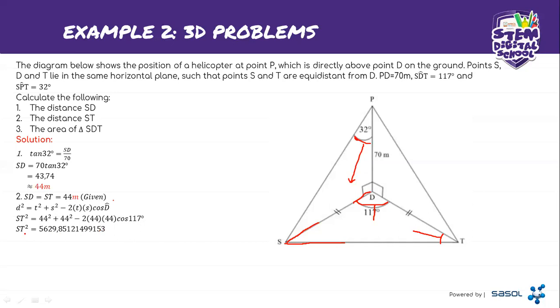Now, we have ST squared. But remember, we're not looking for ST squared, we are in need of ST. So we have to get rid of this exponent 2 by putting the square root on both sides. After putting the square root on both sides, the answer that we have is 75 meters, right? It's 75 meters. That's how you should calculate the distance of ST.